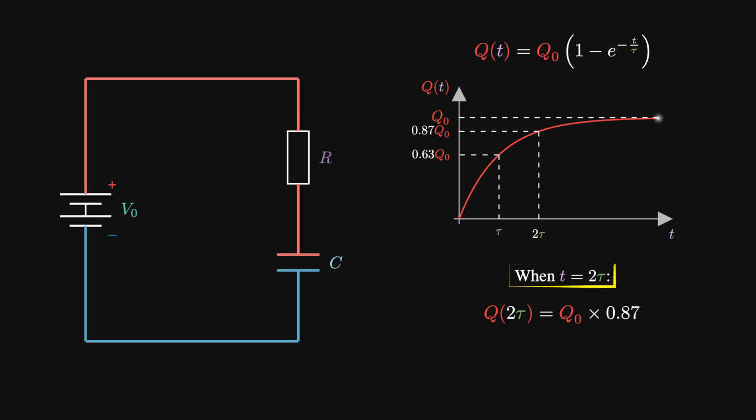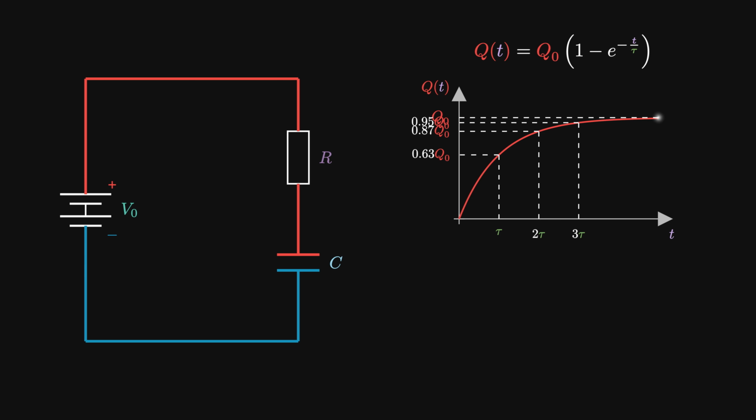So for every chunk of time tau, an increasingly small chunk of charge has been moved into the plates. All in all, as long as we know the battery voltage, capacitance, and resistance, using this equation, we can find the charge in the plates at any time t.